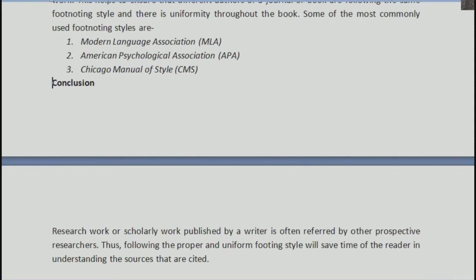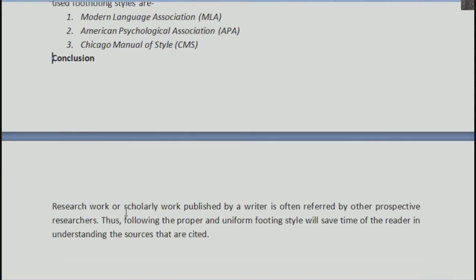Then, with a conclusion, we can end. Research work or scholarly work published by a writer is often referred to by other prospective researchers. If I have already done a study on acid attack, tomorrow if you are planning to do the same study on acid attack, maybe you would refer to my work also. You would read my article and see what I have written. That is the reason why footnoting becomes important.